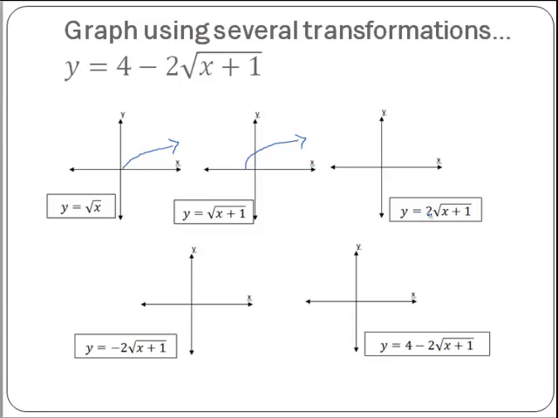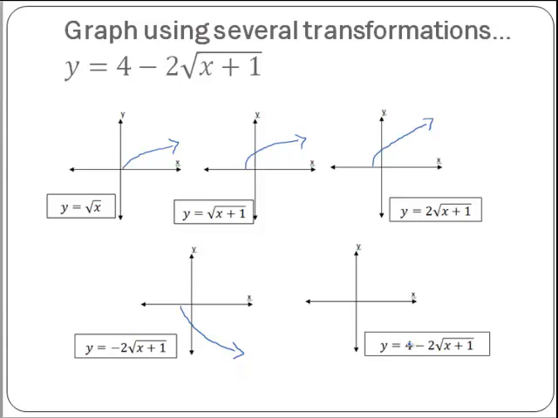And what if I put this 2 in front of it? That stretches it and it makes it tall and skinny. So something like that. What if I put a negative in front of that 2? That would reflect it over the x-axis. So it's still tall and skinny, but it's upside down.